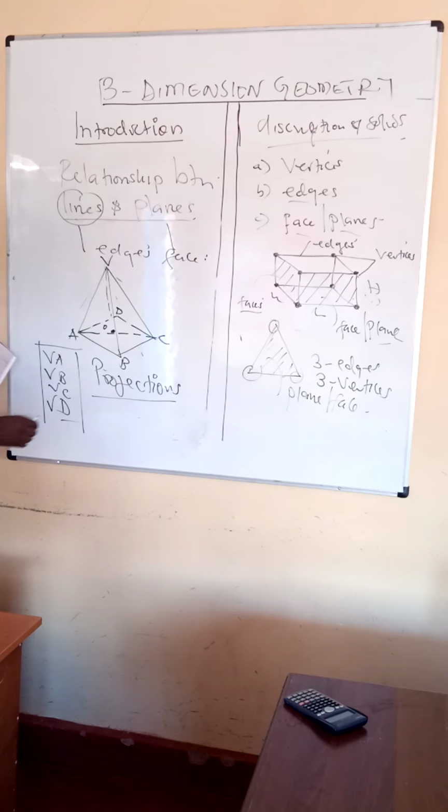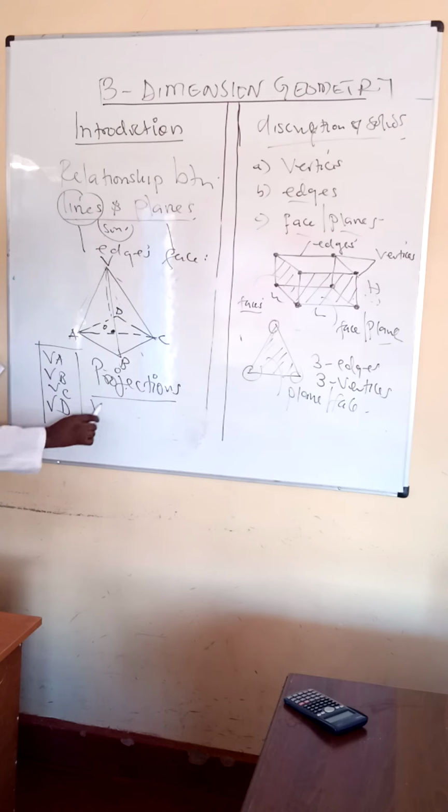We must understand this term, projections. For example, the projection of VA. This means when you introduce a source of light above V, above the solid, where will the shadow of VA be? The shadow of VA will be the projection of VA. So it is just like asking, what is the shadow of VA if we have a source of light above, for example, the sun or a torch?